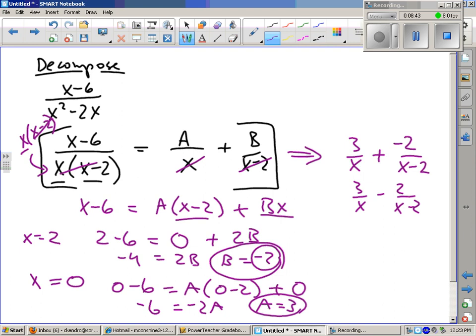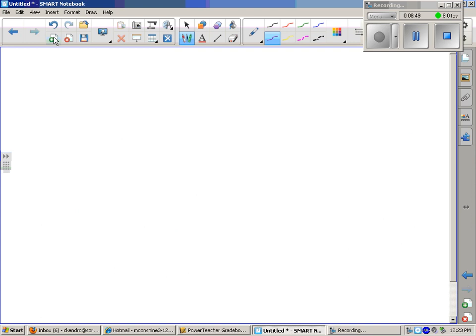Okay, so that's when you have two different denominators. Let's do one with 3. Okay, so first thing, 4x squared plus 13x minus 12 is the numerator. Then x cubed plus x squared minus 6x is the denominator.